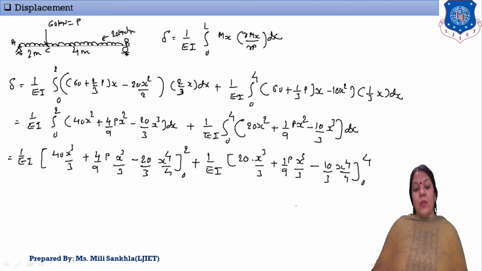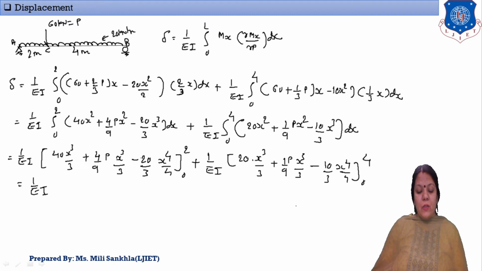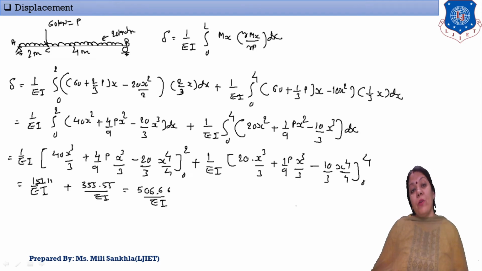Now here we put our simplification, equal to 1 by EI. First, put P equal to 60, and after multiplication the answer is 151.11, and the second term is 355.55 by EI. Put x equal to 2 and P equal to 60. Now my answer is 506.66 divided by EI, and here we find out deflection. The unit is kilonewton into meter cube.